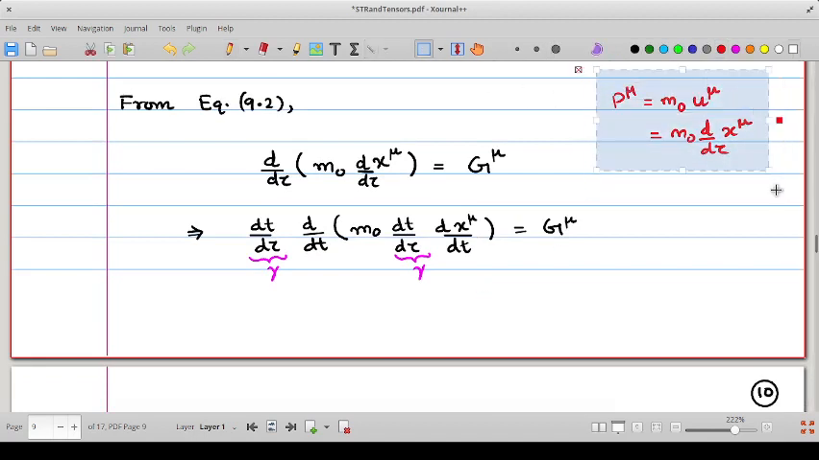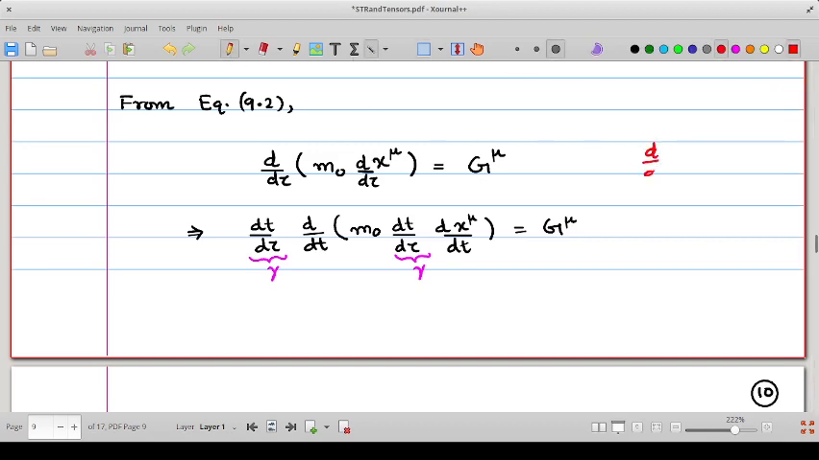Now, d/d tau, since the proper time tau is related to the time t measured in that particular frame of reference, we can write this as dt/d tau times d/dt. Now dt/d tau was found to be equal to gamma. So this equation now becomes d/d tau equal to dt/d tau times d/dt, acting on m0 times, again, this d/d tau becomes dt/d tau times d/dt of x mu. But again this is gamma and this is also gamma.